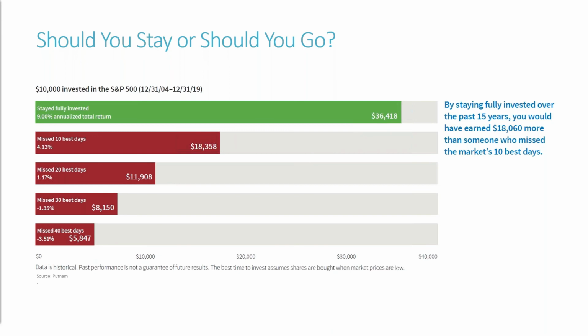And again, going back to the earlier point, a lot of times the best days are during a bear market or during a volatile period. So missing out on those 10 best days can have a dramatic effect on your end result. And it just gets worse from there. After you miss the best 30 days, you've got a negative return. So that's where it's important to stay invested. It's just very hard to time these movements in the market.